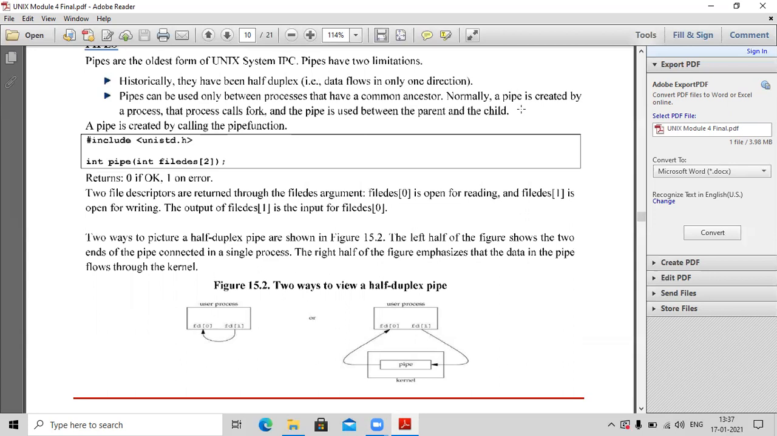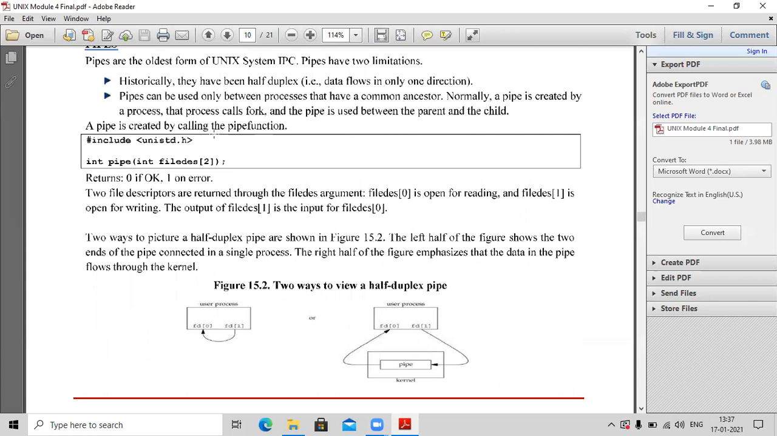So the two major limitations with respect to pipes are, first, that it is half duplex. Half duplex means the data will flow only in one particular direction. You cannot expect the data to flow in the other direction. The second major limitation is that only those two processes can communicate with each other that have a common ancestor, a common parent. And the process which forks and creates one more child process will itself establish a pipe between the parent and child.